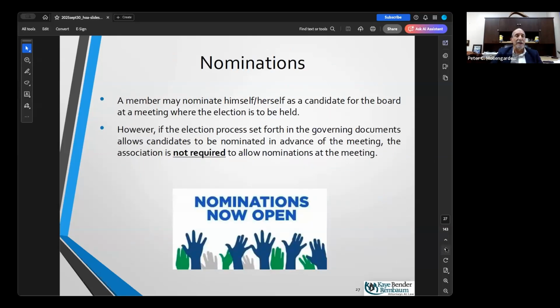A member may nominate himself or herself as a candidate for the board at a meeting where the election is to be held. However, if the election process set forth in the governing documents allows a candidate to be nominated in advance of the meeting, the association is not required to allow nominations at the meeting. So, again, you're allowed to nominate yourself from the floor at a meeting unless your bylaws have a nomination procedure in which every owner is basically given the opportunity to nominate themselves in advance.